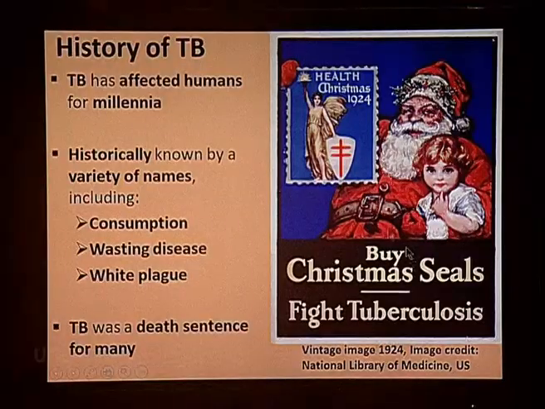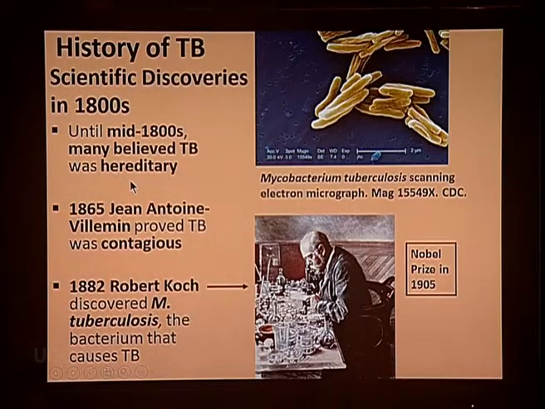So, governments sponsored some programs to get people concerned about TB. For example, here you can see a stamp published by the Red Cross in 1924. If you buy this stamp, then you are contributing to the TB control program. Till the mid-1800s, most people believed that TB was hereditary. Okay, so it belongs within a family and transmits from generation to generation.